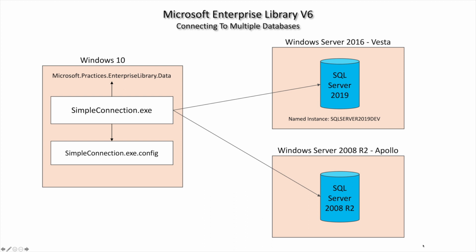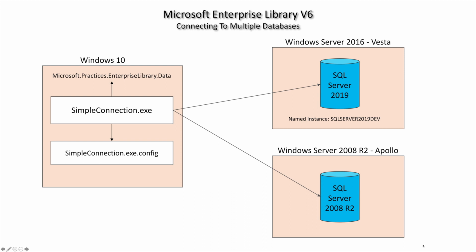I'll be running that simple connection application in Windows 10, and that application depends on a library called Microsoft.Practices.EnterpriseLibrary.Data, the data application block. So I will configure two connection strings. One connection string will go to, starting from the top, a Windows Server 2016 instance. Both of these database servers are running on VMs, as well as Windows 10.